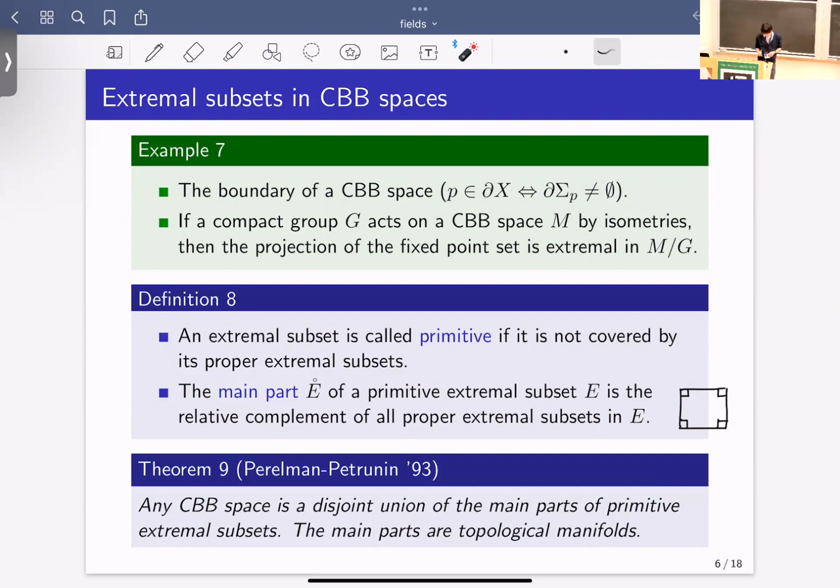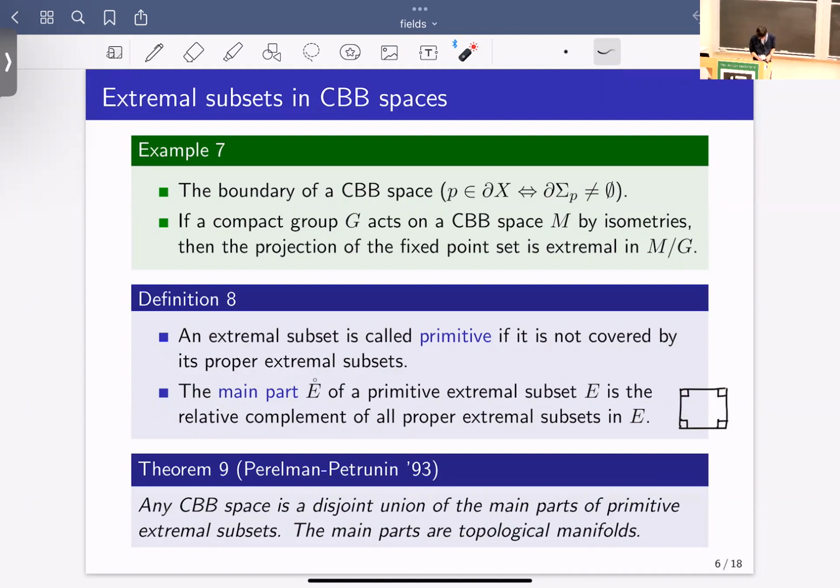So, for example, if you have a square, then each vertex and each edge are primitive extremal subsets. However, the boundary is an extremal subset, but not primitive, because it is covered by these edges. And the main part of this edge is the interior of this edge, okay?